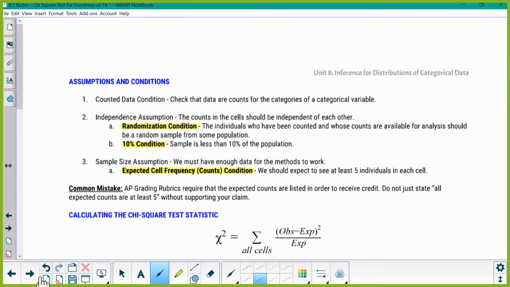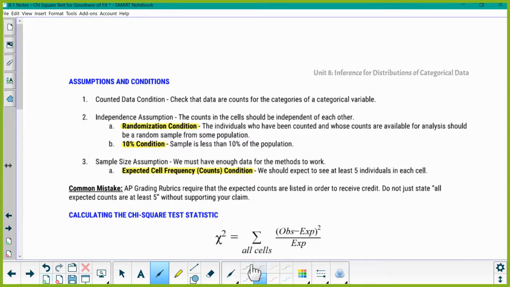With how we've done z tests and z intervals, we really are only looking at three things. We check the conditions. We don't necessarily go in and say, this is the independence assumption, this is the sample size assumption. We just state, this is the condition. I've checked it. We move on.